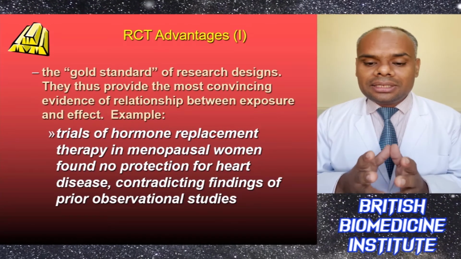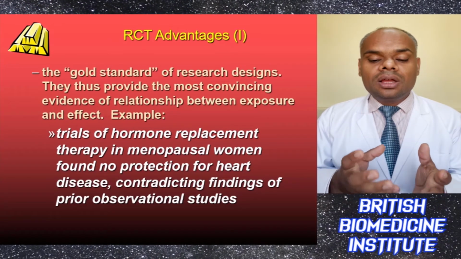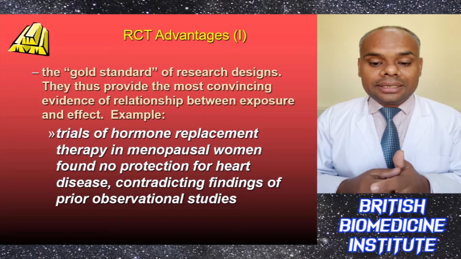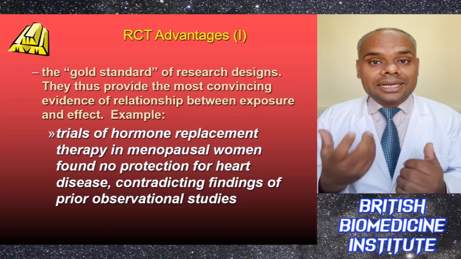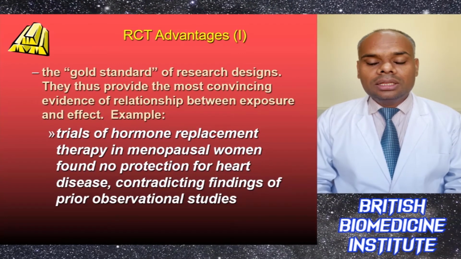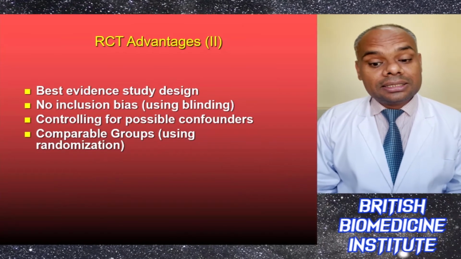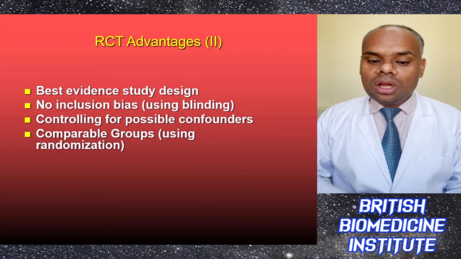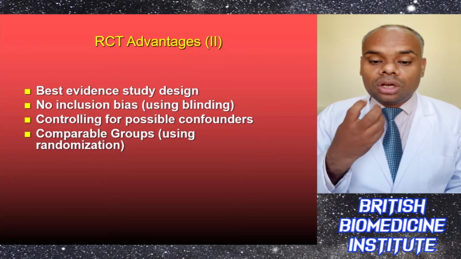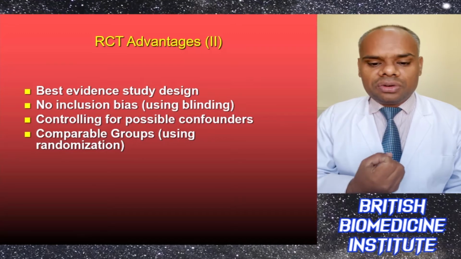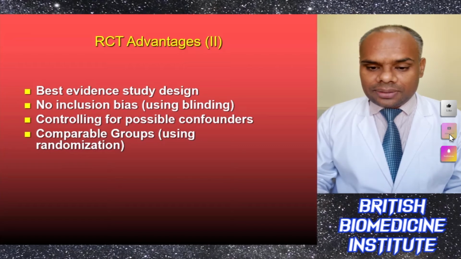For example, the trial of hormone replacement therapy in menopausal women showed no protection for heart disease, contradicting findings of prior observational studies. The main advantage is that it provides the best evidence study design, with no inclusion bias, and we can use blinding, control over possible confounders, and comparable groups, or we can use randomization.